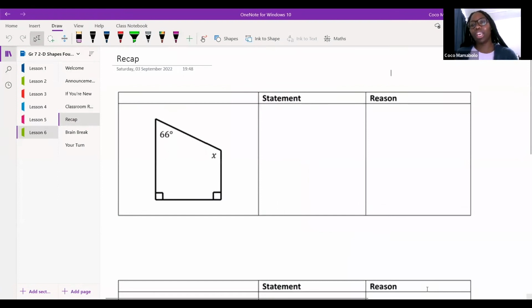That when we're looking at quadrilaterals, we're looking at the interior angles of a quadrilateral. Put in the chat for me, who can remember how much the interior angles of a quadrilateral add up to? Put the answer in the chat for me, please.